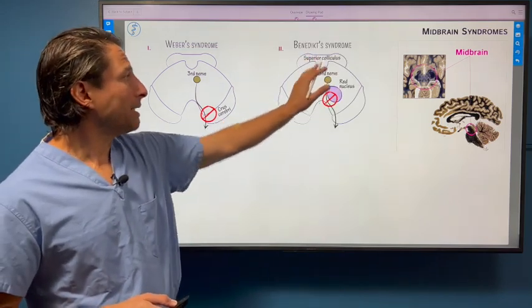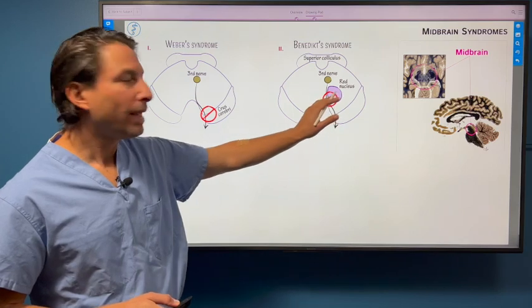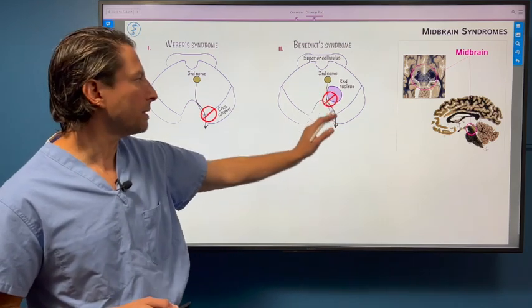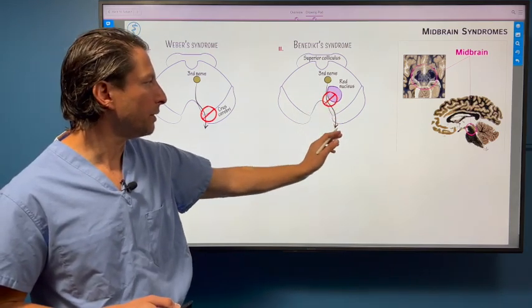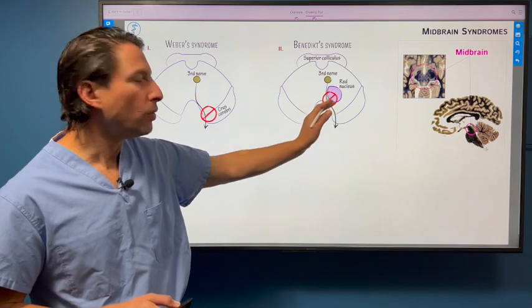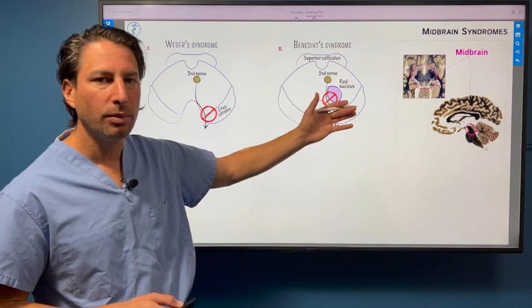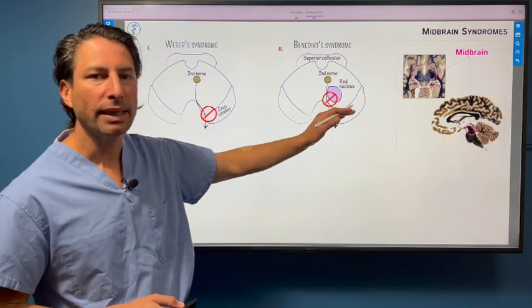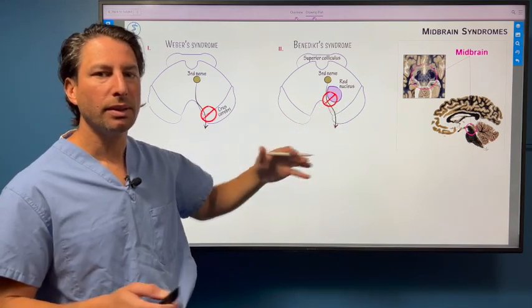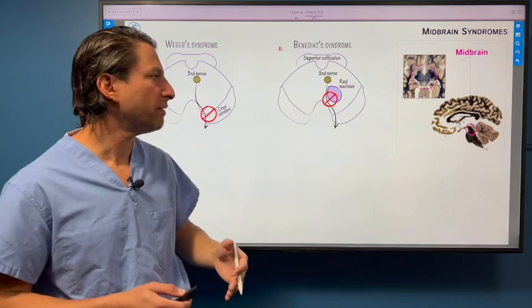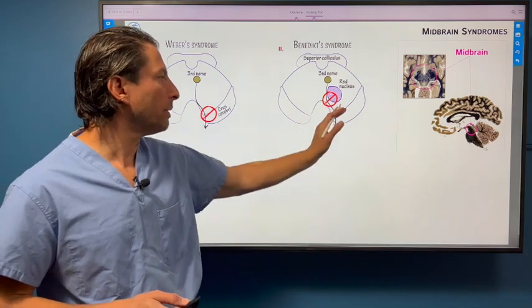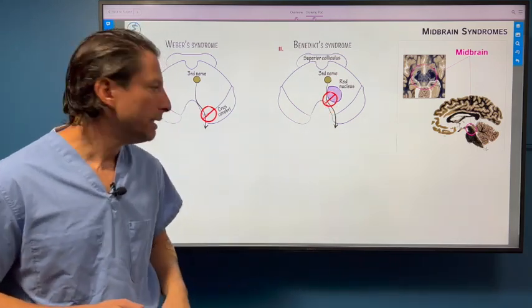Then in a Benedict syndrome, you're going to hit the red nucleus along with the ipsilateral third nerve, and then you'll have this rubral tremor. So red nucleus, red, rubral, rubrospinal tract. A rubral tremor is sort of the classic pathognomonic finding along with this ipsilateral third nerve.